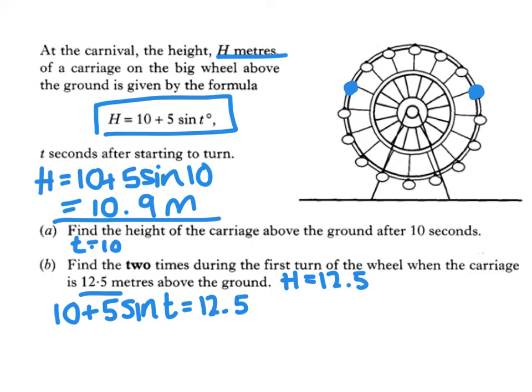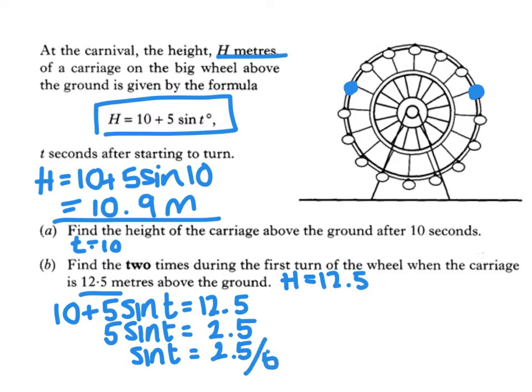Then we rearrange it to be sine t on its own. So we do 5 sine t equals, take away the 10, is 2.5. And then sine t is 2.5 over 5. Now this is positive, so all sine tan cos, we're going to use all and sine. Your acute angle is when you do shift sine of 2.5 divided by 5, which gives you an answer of 30.